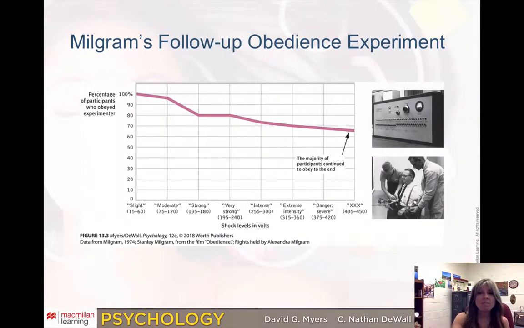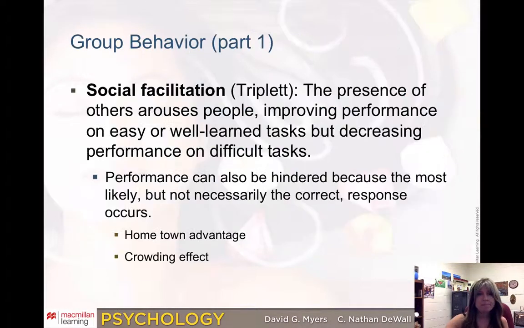Okay, here's the graph. There's one of the pictures. You can see the shock machine and how it goes from left to right, higher shock each time. You can see where they're strapping in the Confederate, which was the learner, pretending to be the learner. I really recommend that you watch the short video. It just shows you pieces of it, and it's very interesting.